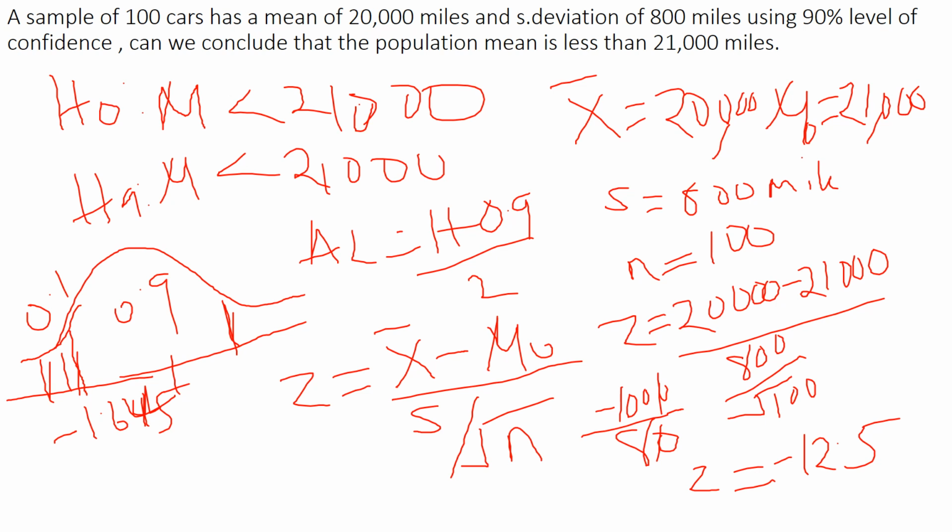And if you plot negative 12.5 on our curve here, it goes on the far left side, in the shaded region. So on this side is where we have the negative 12.5. And so we can conclude that we reject the null hypothesis and conclude that the population mean is not less than 21,000 miles. Hope you have understood and benefited.